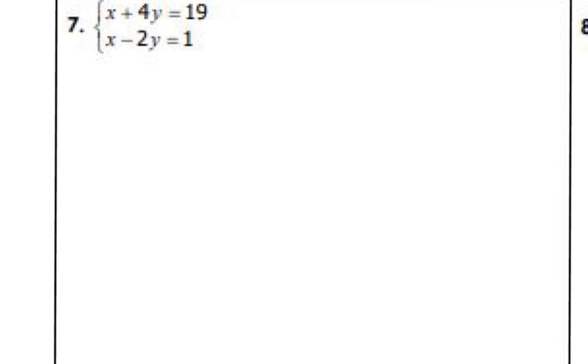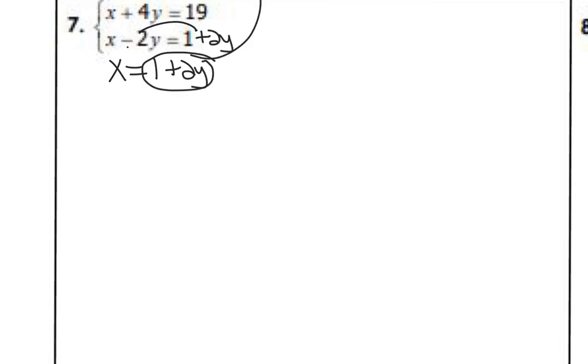All right, neither one of them has the variable isolated, so we need to isolate at least one of them. So I'm going to take this 2y here and move it over here and say plus 2y. So now we've got x equals 1 plus 2y. So I'm going to take this and substitute it for that x. So 1 plus 2y for x, and then plus 4y equals 19, because that's why they call it substitution.